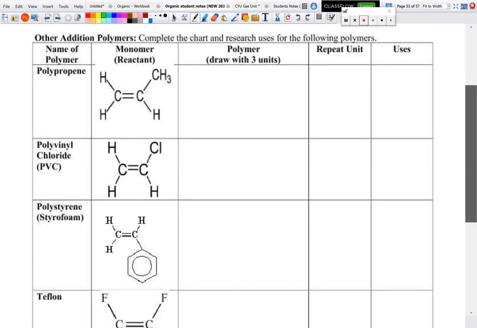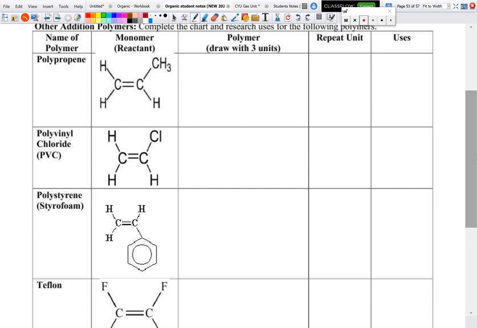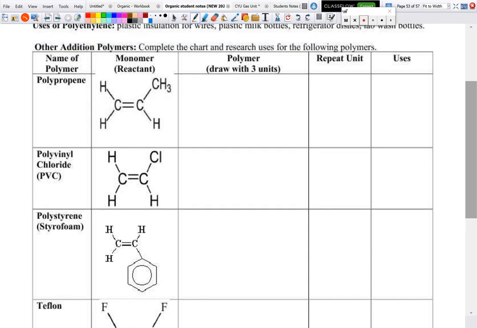So the other polymers we're going to look at are polypropylene, polyvinyl chloride, or PVC, polystyrene, or styrofoam, and of course Teflon. So I'm just going to do the first one with you, and then I'll hopefully pause the video and then try to draw the three repeating units. But for the three repeating units, basically right here, this is just the monomer. And of course, if we're going to draw the three repeating units, we're going to have to draw the monomer 3 times.